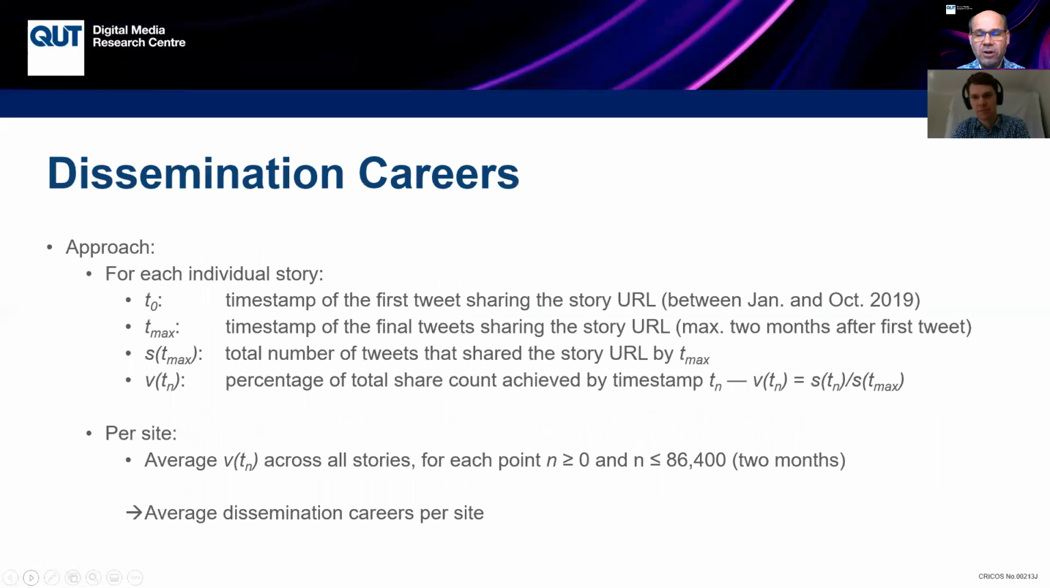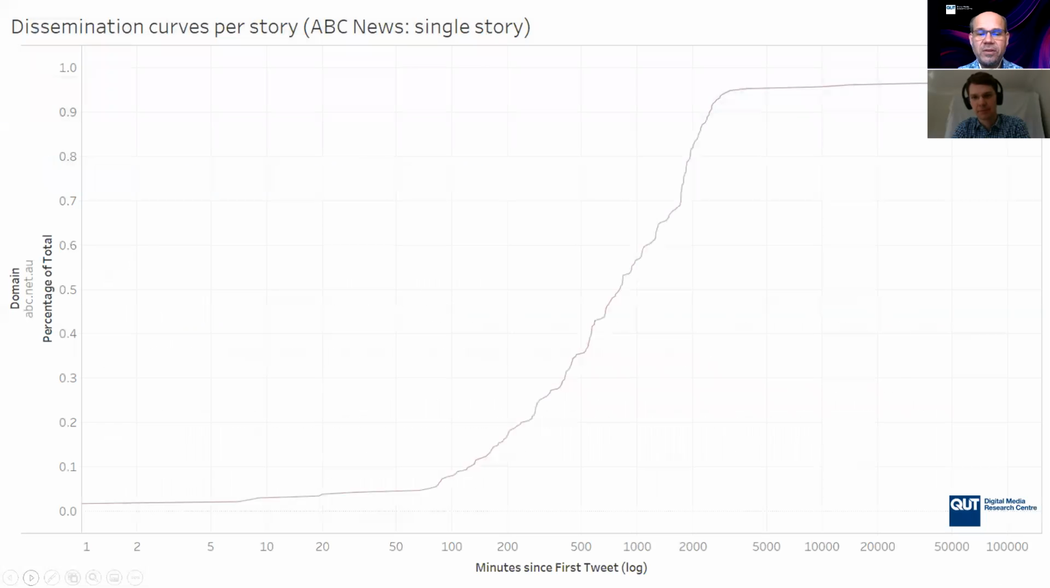Our process here is described in some more detail on the slide, but I'm actually going to show you this in a visual form to make it a bit easier. What we are essentially calculating for each story that we're tracking from any of these outlets is the dissemination curve over time. So from the first tweet during 2019 all the way through to 2 months after that first tweet, we are tracking the volume of tweets sharing that particular URL. We're describing this as a percentage of the total number of tweets by these 2 months. And we are tracking this here as a logarithmic curve to see in some more detail what happens in the first minutes versus the later parts of the dissemination curve.